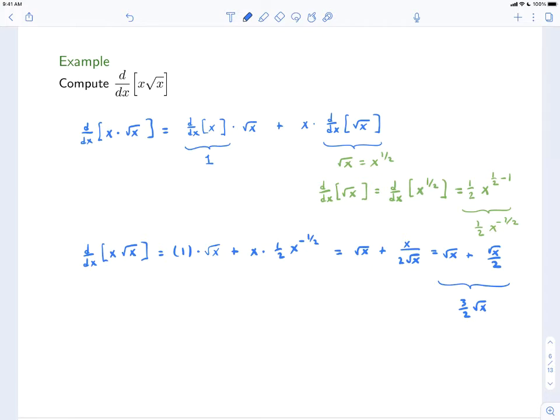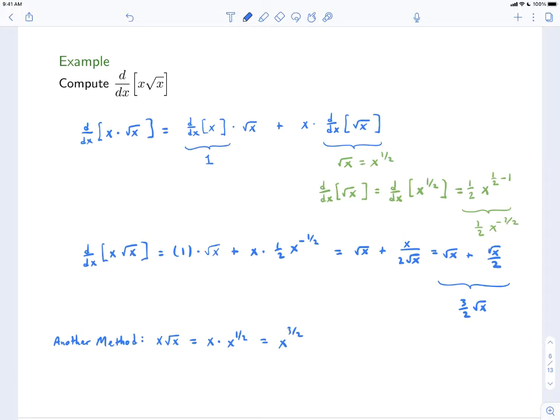Now, in fact, you don't have to use the product rule for this one. There's another way. And what is this other method? Well, you don't have to write it as a product. x times the square root of x is really a power function, because this is x times x to the 1/2. So we can just add the exponents together to get x to the 3/2.